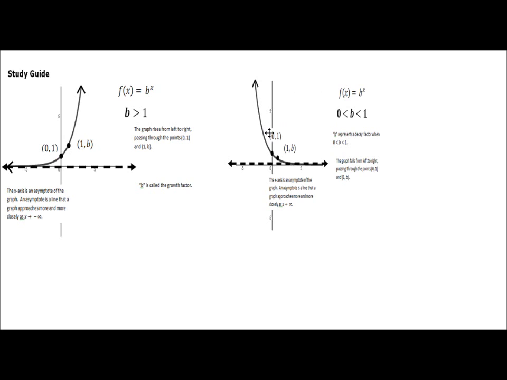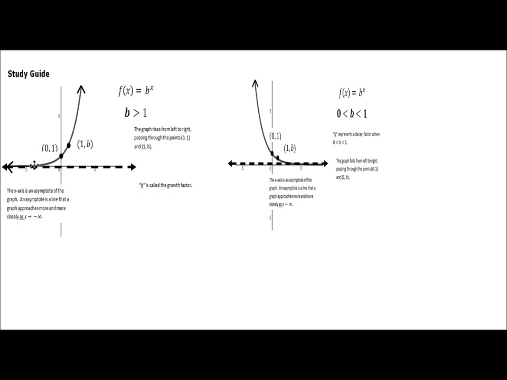Here it is a decay factor because the values are coming down. So this is like a decay function. So in a growth function, b is always greater than 1. You have to remember that. In an exponential growth function, b is always greater than 1.